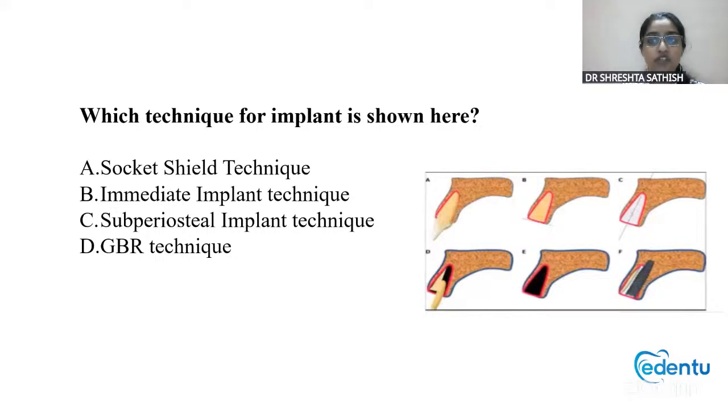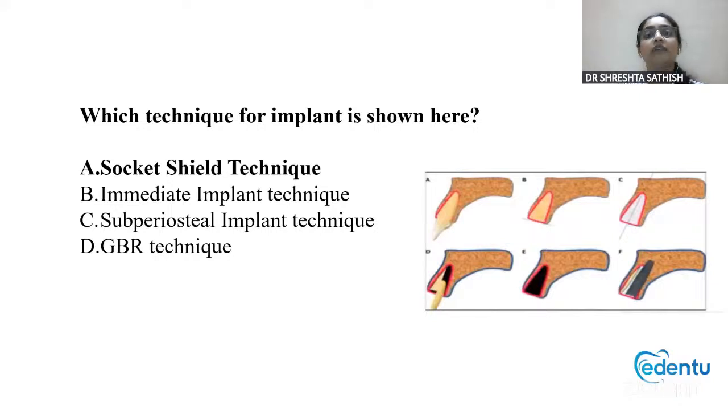In the last picture, they have shown there is a thin wall of root which is remaining and then an implant is placed. This procedure is called your socket shield technique. This is called a socket shield technique. Now, why do you do this procedure?